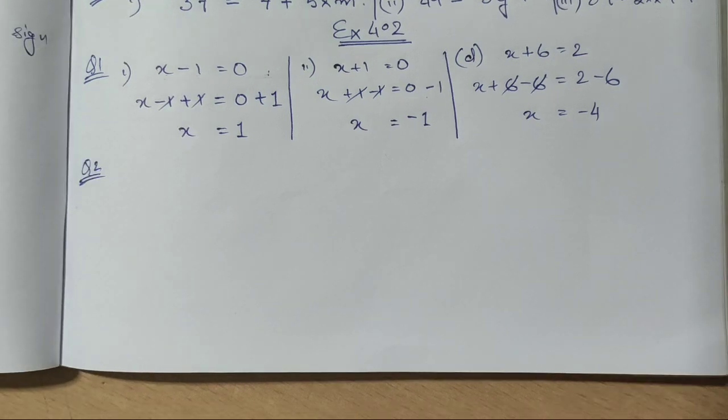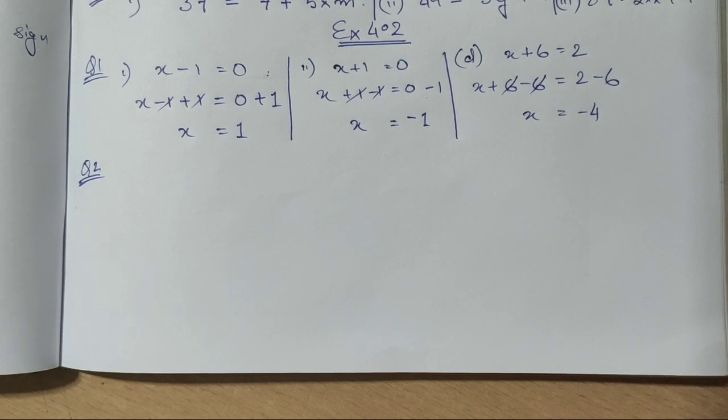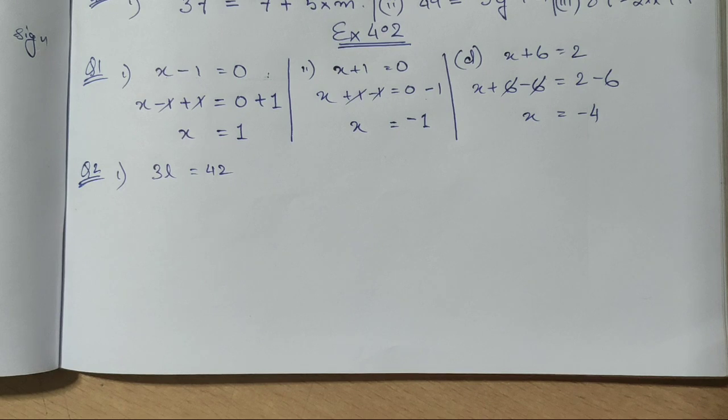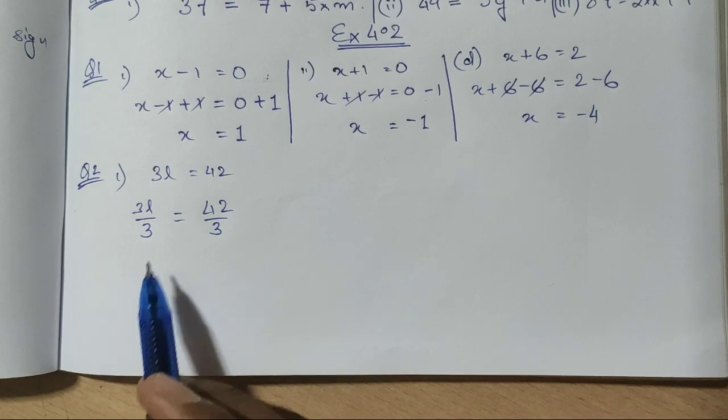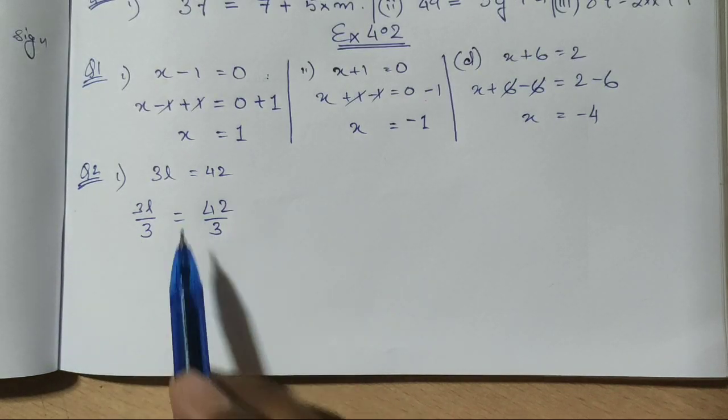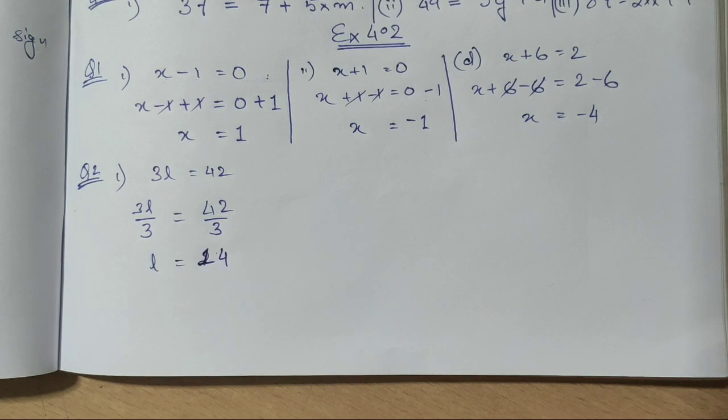Now let us start question number 2. We'll have to do the same thing for question number 2, but in this we have multiplication and division. So we need to separate L from 3. So what do we have to do? We have to divide by 3, of course, on both sides. Okay. If you are doing something to the LHS, you have to do it to the RHS also. So the answer is 14.